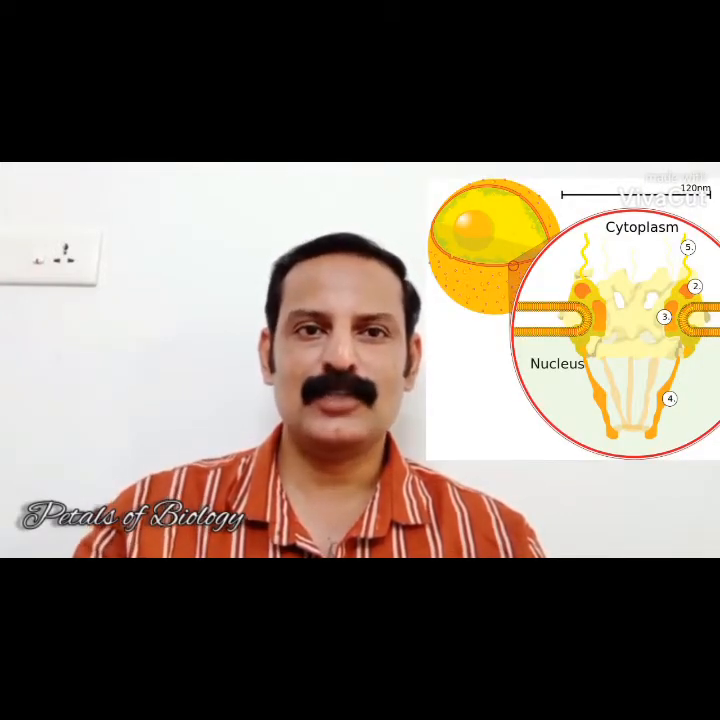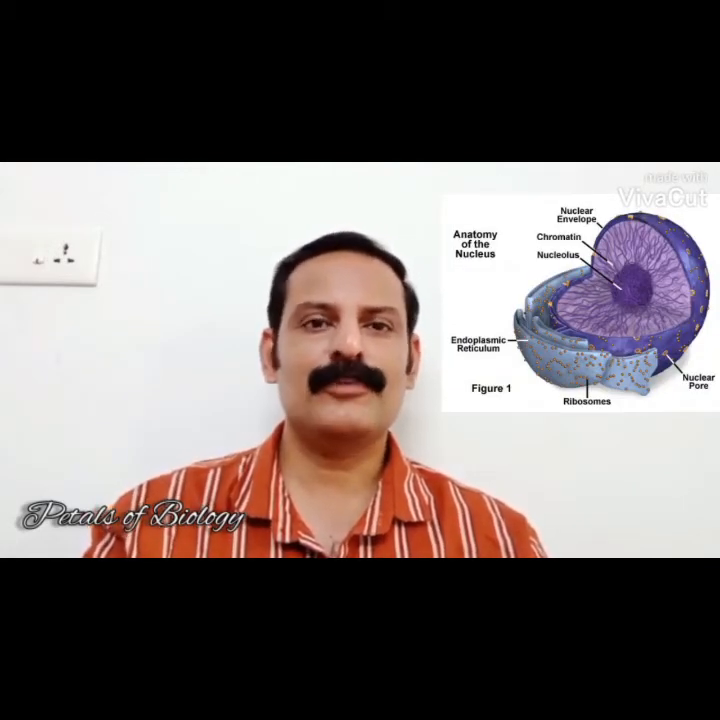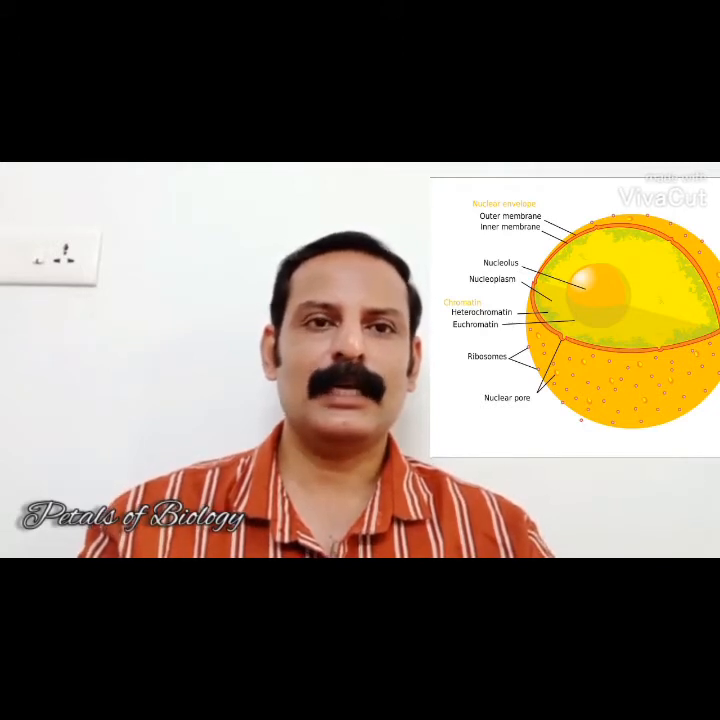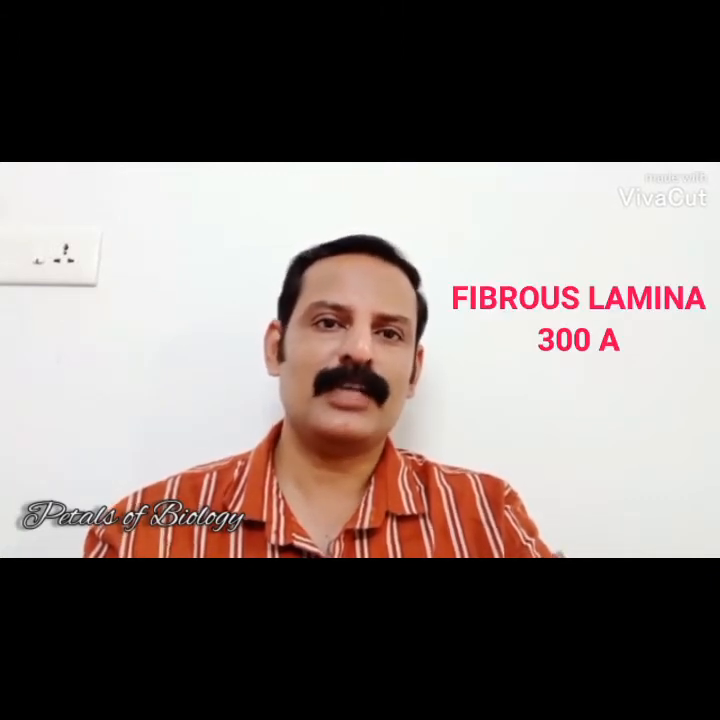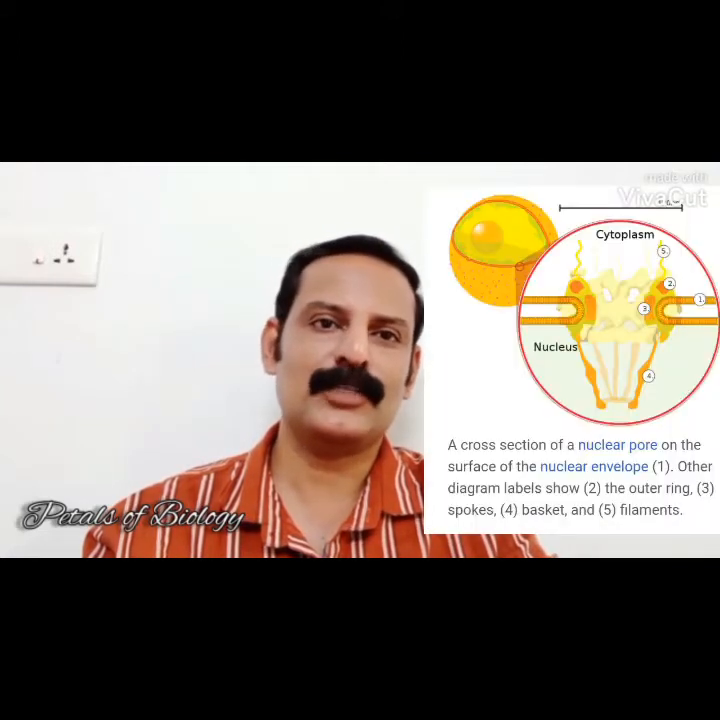The outer and inner nuclear membranes remain separated by a space known as perinuclear space. The outer membrane often remains rough due to the presence of ribosomes on its surface, and it extends to the membranes of endoplasmic reticulum, Golgi complex, and mitochondria. The inner nuclear membrane contains no ribosomes, and it is smooth and it is associated with the chromatin. The inner nuclear membrane is followed by a supporting membrane known as fibrous lamina, which is 300 angstrom in thickness. At certain places, the nuclear envelope is interrupted by certain pores known as nuclear pores.